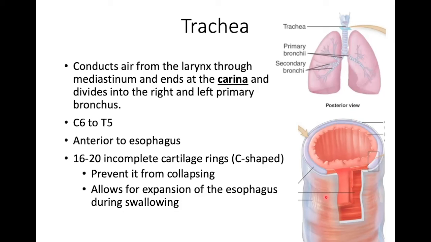Now, there is a muscle that runs posteriorly and connects these to one another, which is known as the trachealis muscle. Now, besides preventing the trachea from collapsing and keeping it open when we're breathing out, it also allows for the esophagus to be able to expand anteriorly.